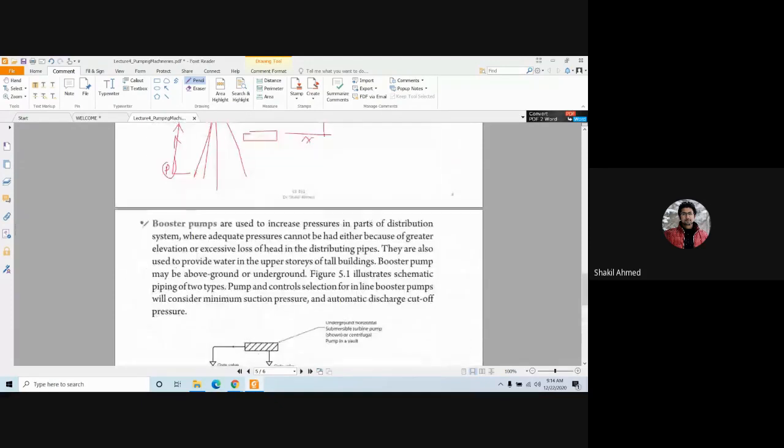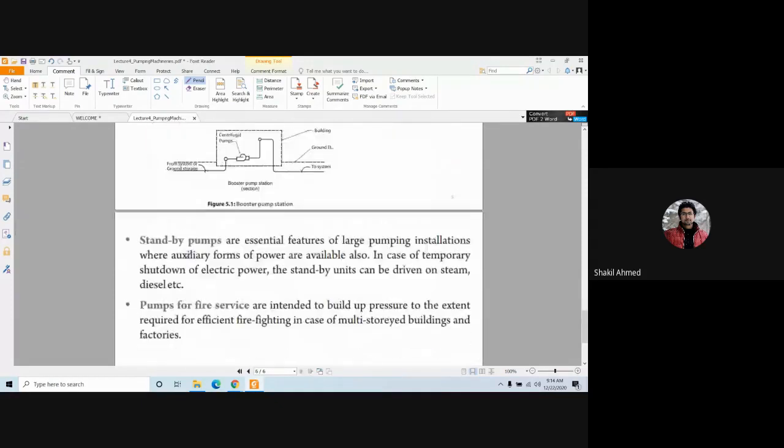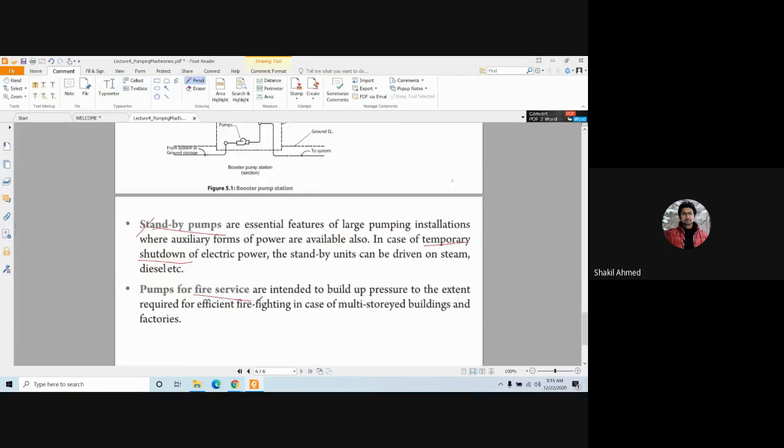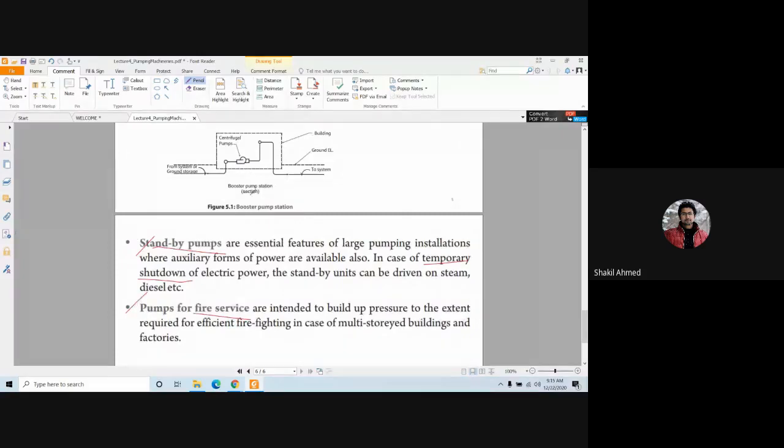And then booster pump, I already told you. Standby pump, I already told you. In case of temporary shutdown, you need a backup. That's a standby pump. And pumps for fire services. Okay, I already mentioned it. So that's it.